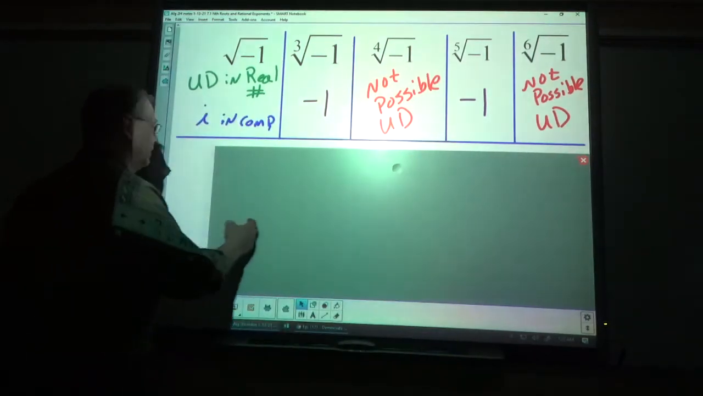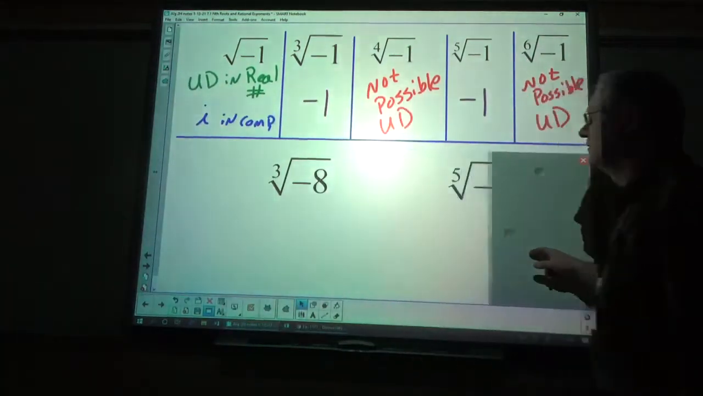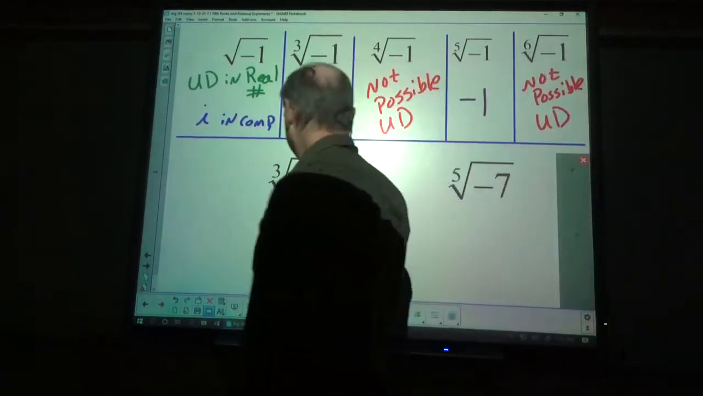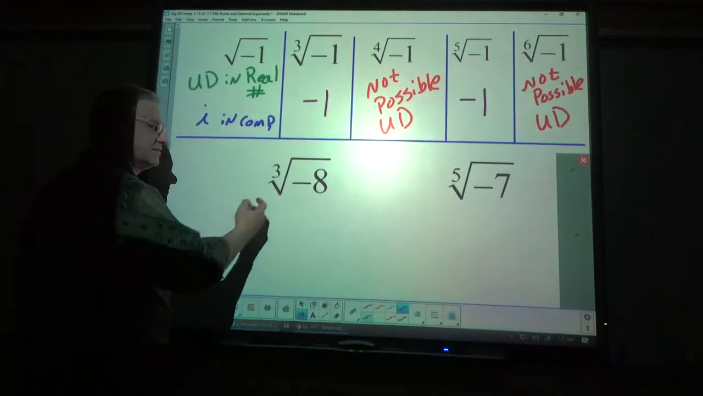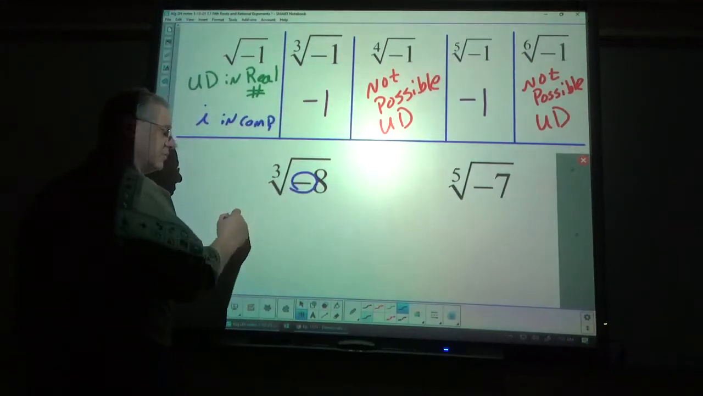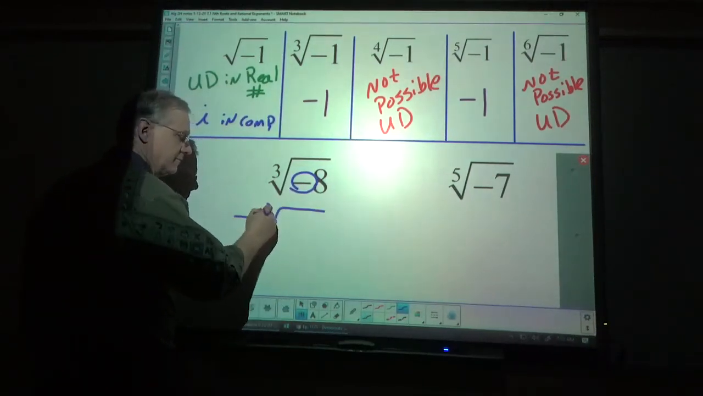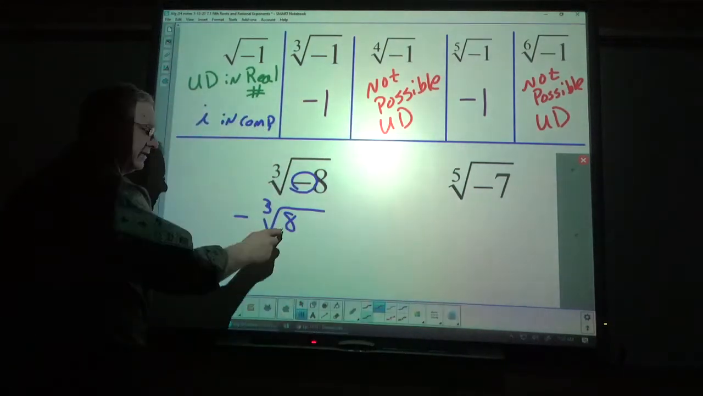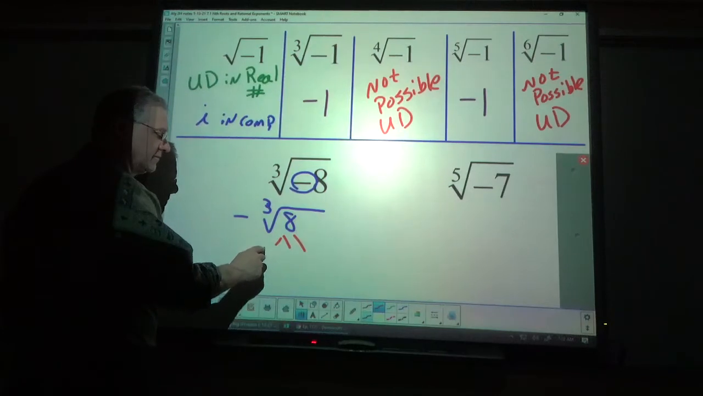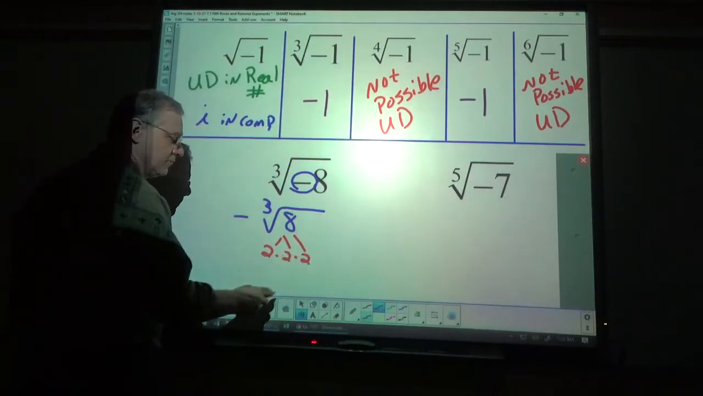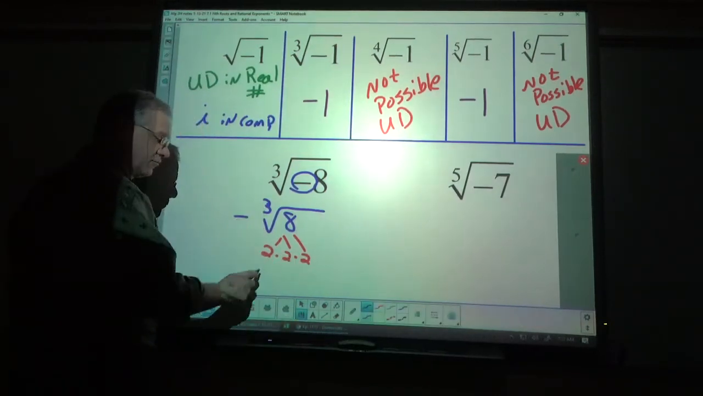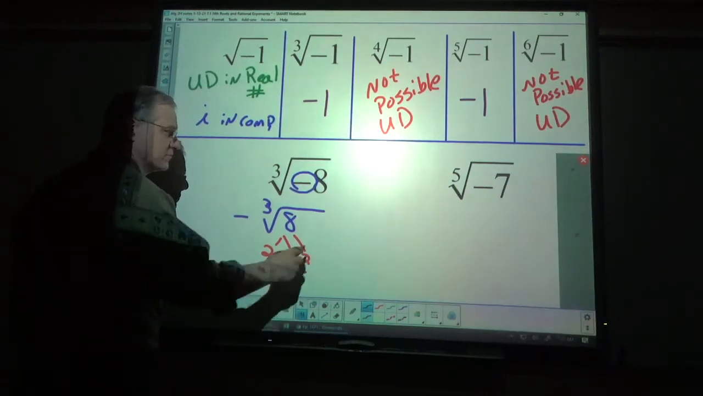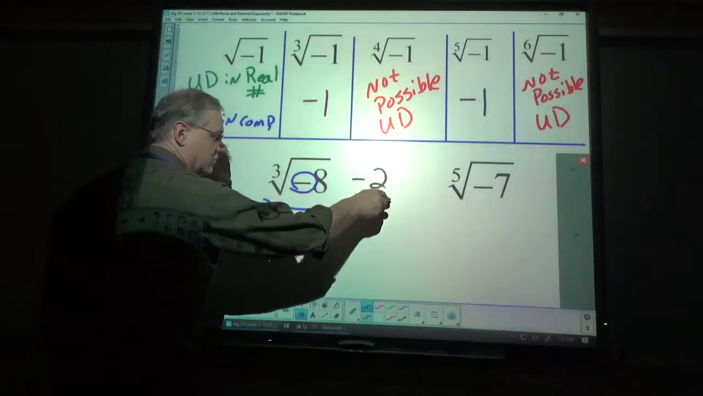Now let's see what's behind the hidden door here. All right, a couple of examples. So the way I deal with this is I take the negative and put it on the outside, and then I simplify if possible. 8 is 2 times 2 times 2. I have to get 3 to pull 1 out. I do have 3, so my final answer is negative 2.